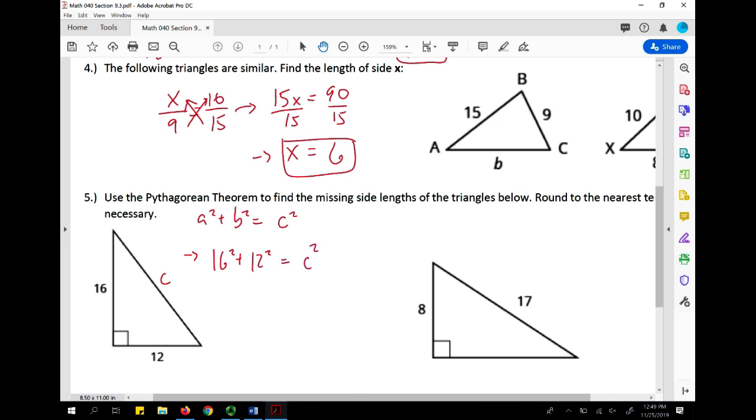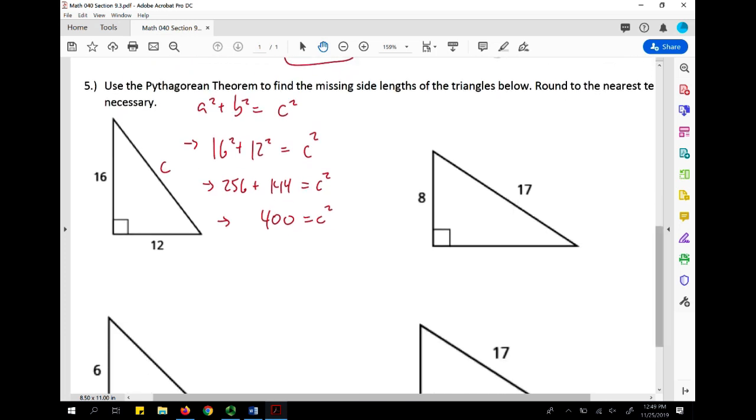The c is what we don't know. Then you're just going to add these. So 16 squared, I think, is 256. 12 squared is 144. When you combine those, they add up to, I believe, 400. So how do you finish these Pythagorean theorem ones off? How do you get rid of that square? You have to take the square root of both sides. The last step when you're solving the Pythagorean theorem is always taking the square root of both sides. This one comes out really nicely. It happens to be a whole number.